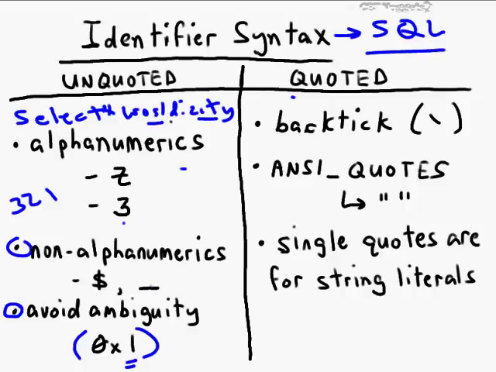When are cases where we would want to explicitly quote our identifiers? First of all, how do we quote identifiers? Out of the box in MySQL, the default setting when we quote identifiers is to use the backtick character. Now, the backtick character is separate and distinct from the single quote.